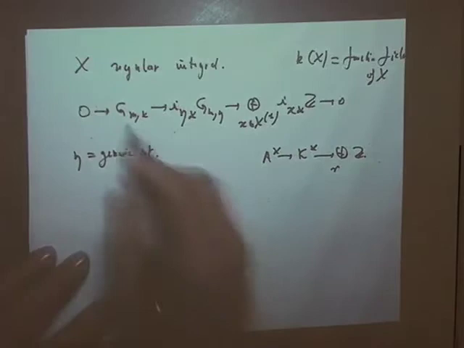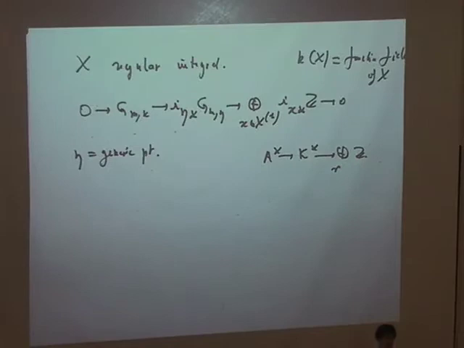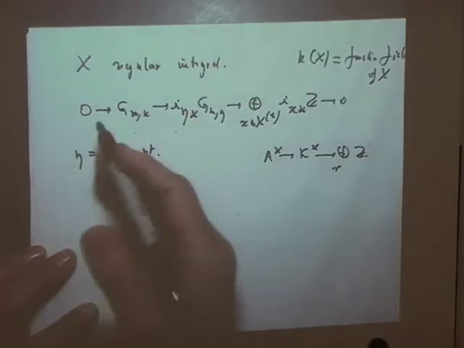So what Grothendieck explains in his three lectures on the Brauer group is, at one point, he said, okay, we'll take the exact sequence of cohomology associated to this. So what you get out of this is the following.